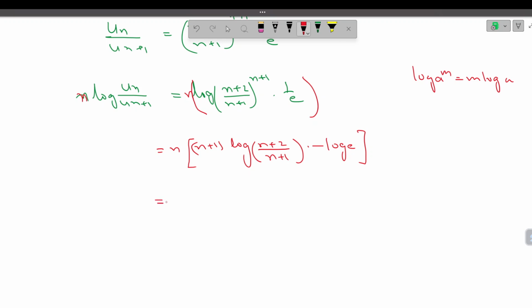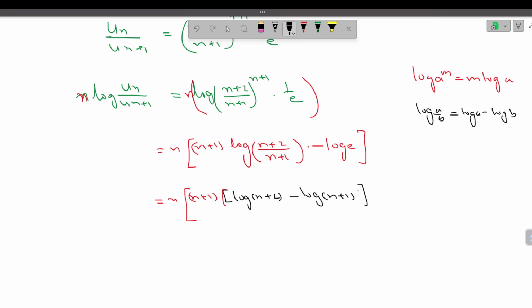So now n plus 1. What is this? Log of a by b. Log of a by b is log a minus log b. So log n plus 2 minus log n plus 1, n plus 1 minus log e.